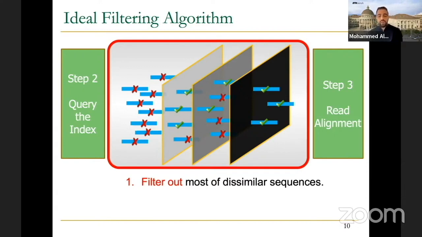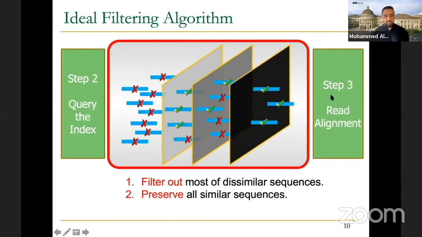That's why we are aiming to filter out most of the dissimilar sequences, and it's okay to have some of them accepted or passing the filter, because in the third step we are going to have sequence alignment that is 100% accurate. So even if you pass some of the incorrect or dissimilar sequences, you can still recover from this and delete them in the third step.